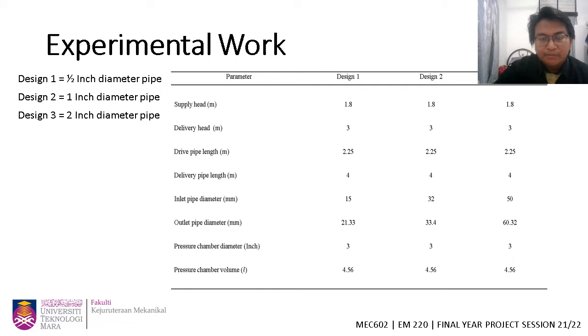After choosing design concept 1, I came up with 3 types of designs for design concept 1 by using the diameter of the pipes as the variable: design 1 using half-inch diameter pipes, design 2 using 1-inch diameter pipes, and design 3 using 2-inch diameter pipes. And all the parameters for these 3 designs are the same except the diameter of the pipe.